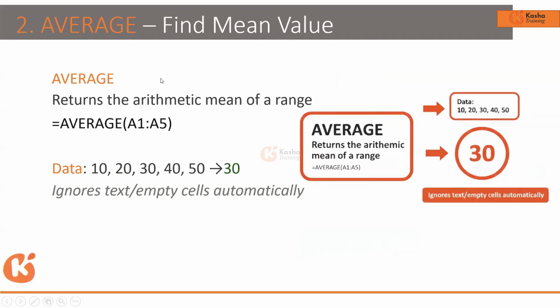The next formula is average. Average is to find the mean value. You can see it returns the arithmetic mean of a range. If your data is 10, 20, 30, 40, and 50, and you find the average, it will come as 30. When you calculate average, it ignores text and also ignores empty cells automatically.